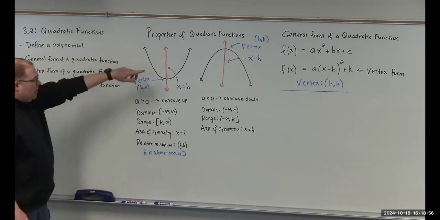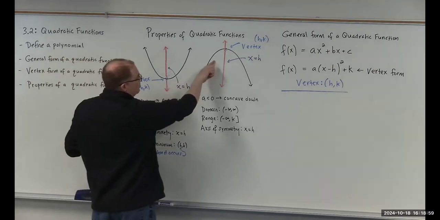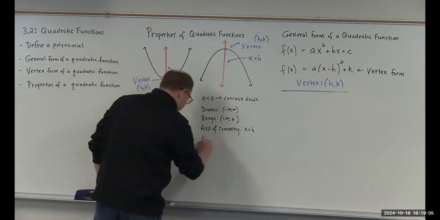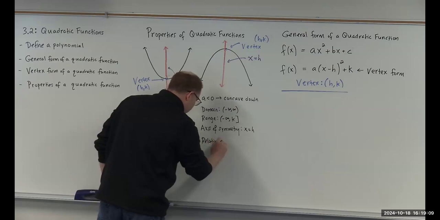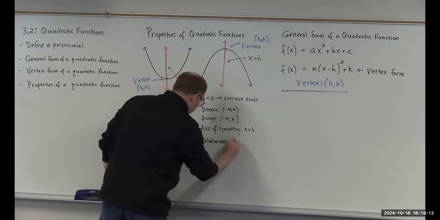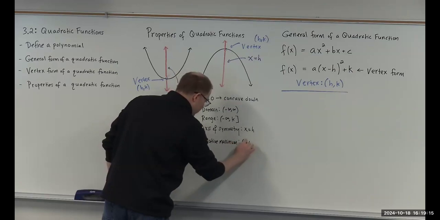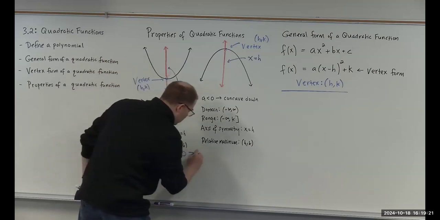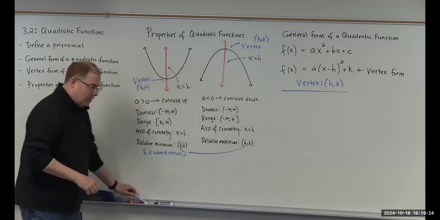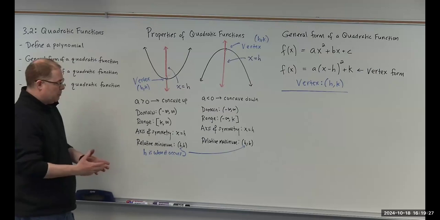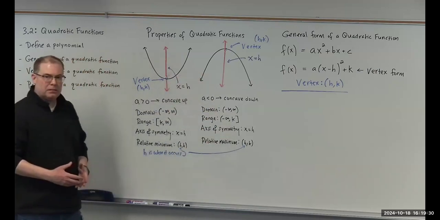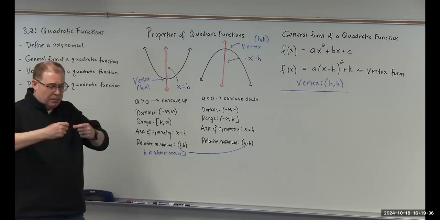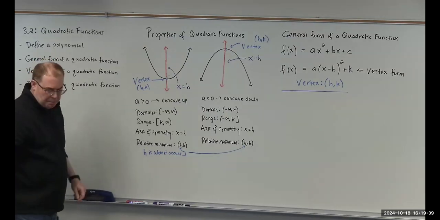Over here, it's the opposite because it's going up. The y values are increasing and then they're decreasing, so that's going to be a relative max. And again, h is where it occurs. So h is the location, and the relative maximum in this case is the k value. Remember, when we're talking about the relative maximum and minimum, it's always the output value.